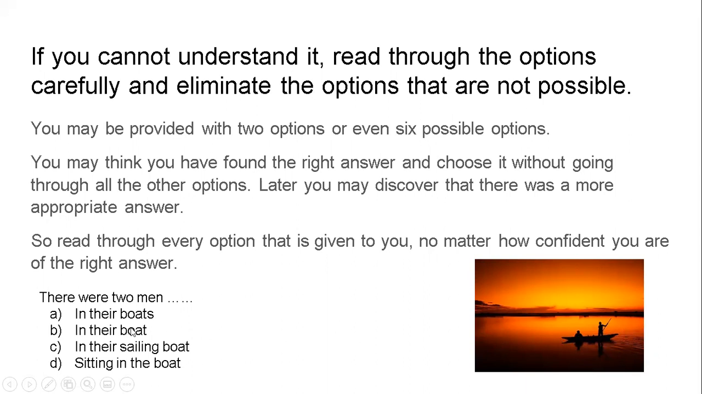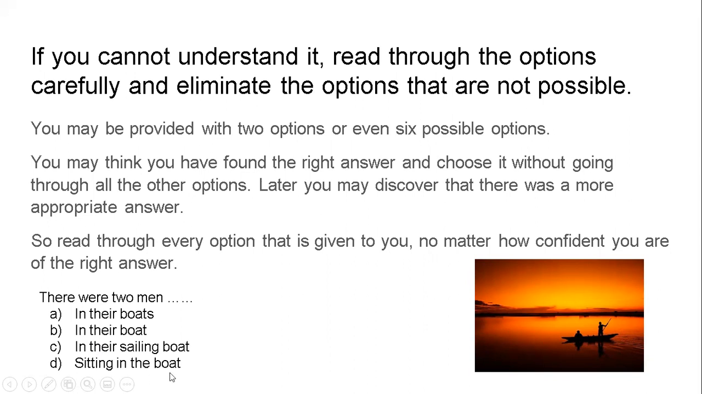But let's not be in a hurry to say that this is the right answer. Let's go through the other two options and see if anything is more correct. There were two men in their sailing boat. Is that a sailing boat? No. A sailing boat would have had a sail. This is definitely a canoe.